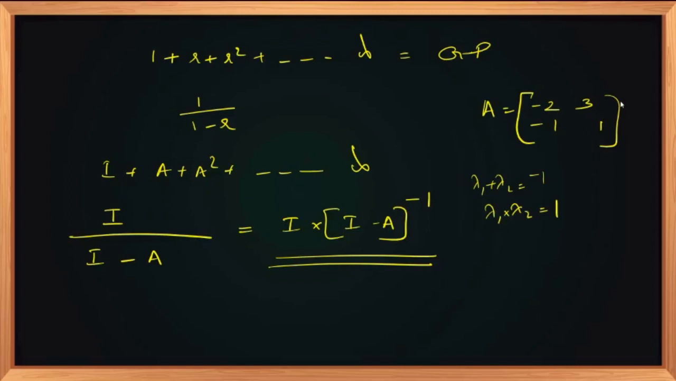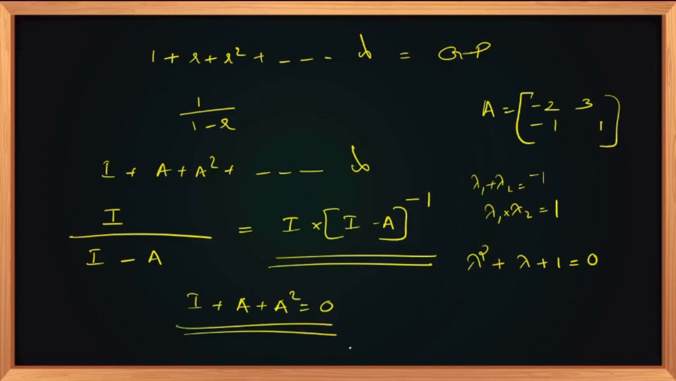Sum, product: lambda square plus lambda plus 1 equal to 0. So I'll get I plus A square equal to 0. Eigenvalues are minus 2 and 1. No, eigenvalues are not minus 2. This is going to be the characteristic equation, right?